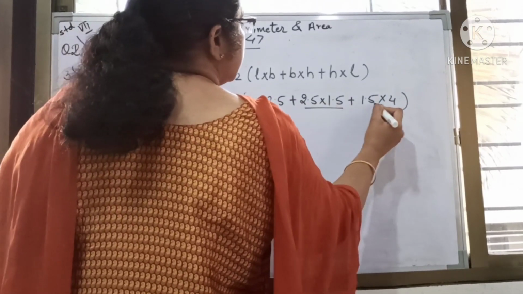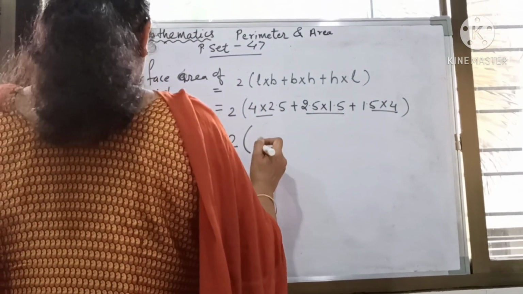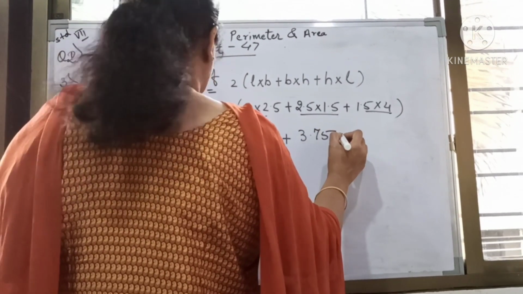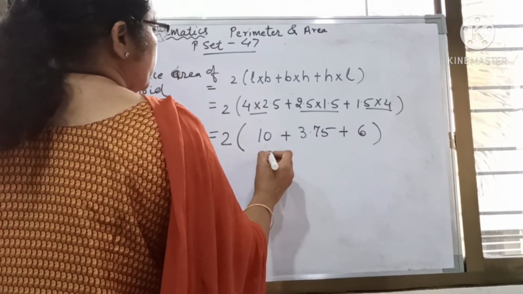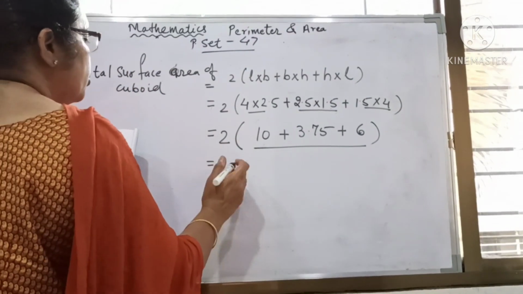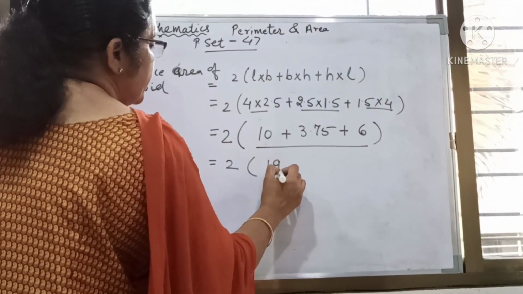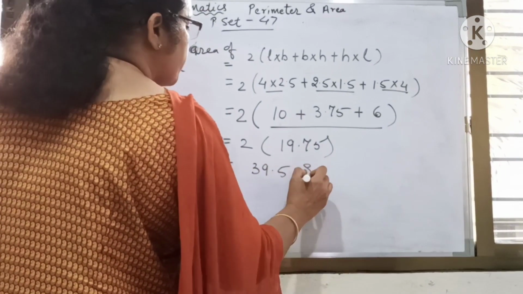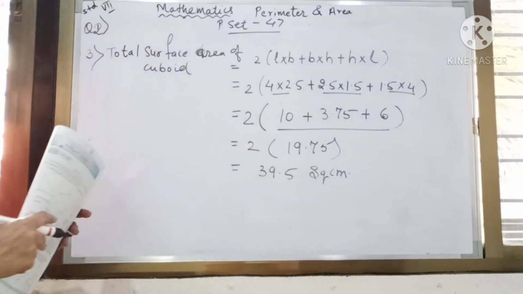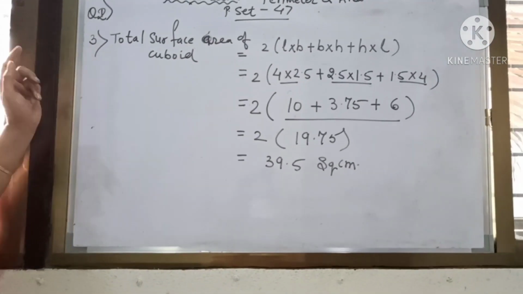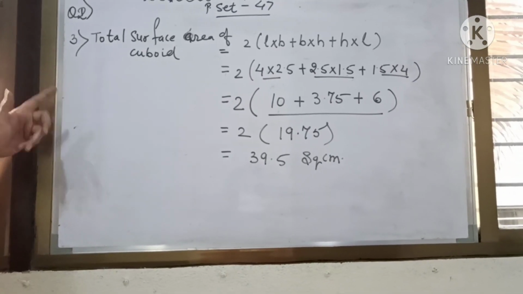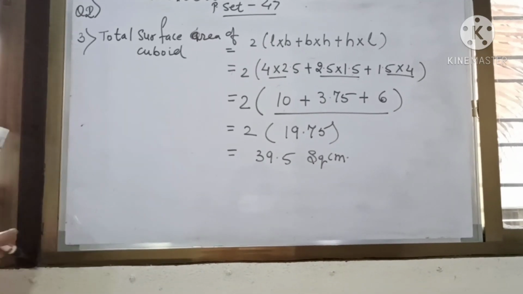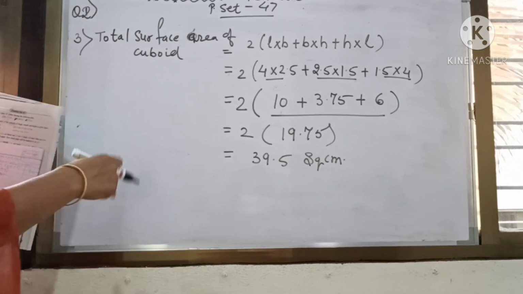So you carry out this multiplication. After multiplication, you have 10 plus 3.75 plus 6. So you do this addition and multiply by 2. So after adding, you get 19.75. So that comes to 39.5 square centimeter. So here we are finding out the total surface area of the cuboid or the matchbox, and that much paper will be required to cover the matchbox.